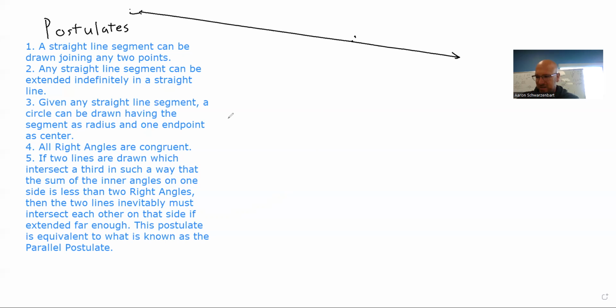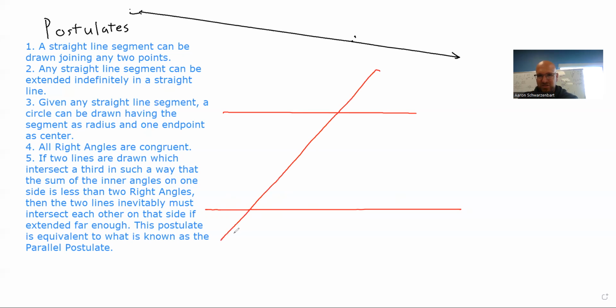This is known as the parallel postulate. It says if two lines are drawn which intersect a third line in such a way that the sum of the angles sums to two right angles, that means 180 degrees. If it sums to less than two right angles, they will intersect. We're going to do a simplified version of that, which we're going to call the same side interior angles postulate.